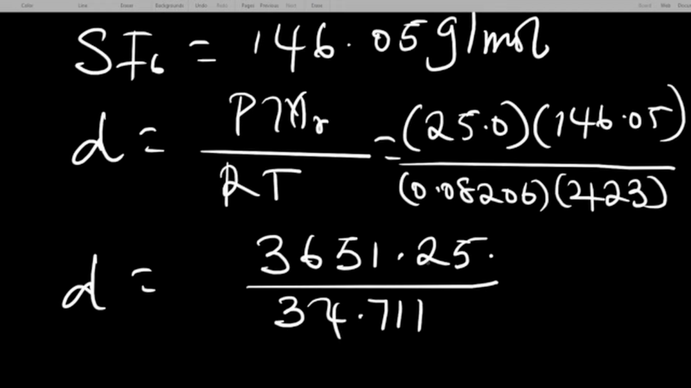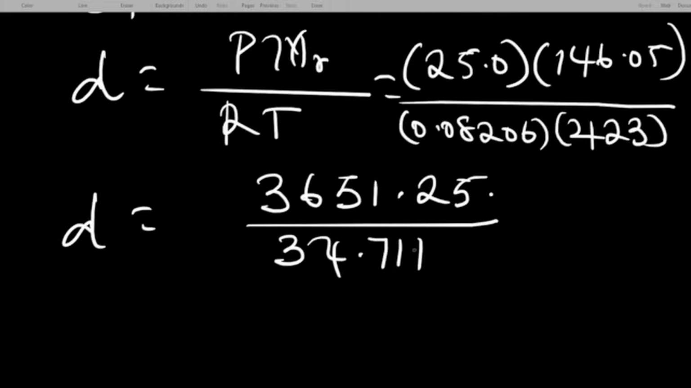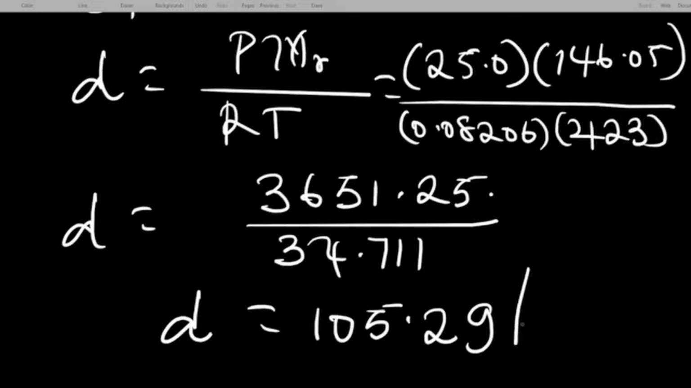Now let's go ahead and divide them to see what we're going to get. We have 3651.25 divided by 34.711. So I'm getting the density of sulfur hexafluoride at this temperature equals 105.2 grams per liter. And this is the solution.